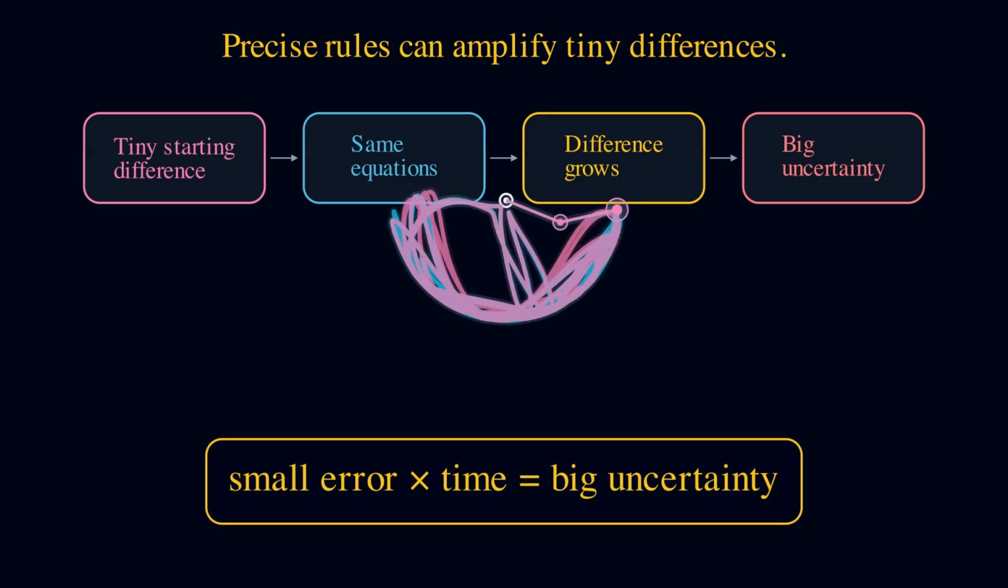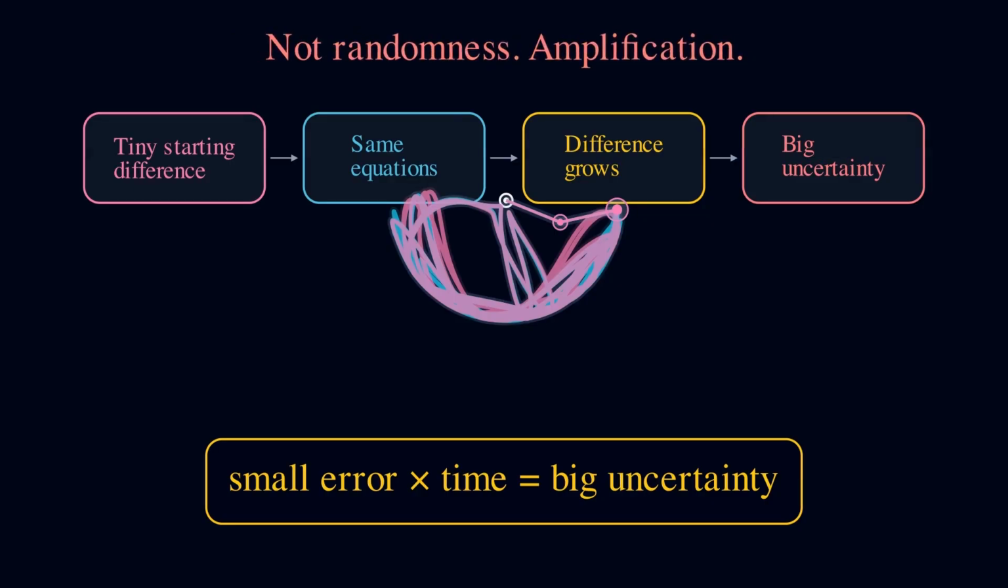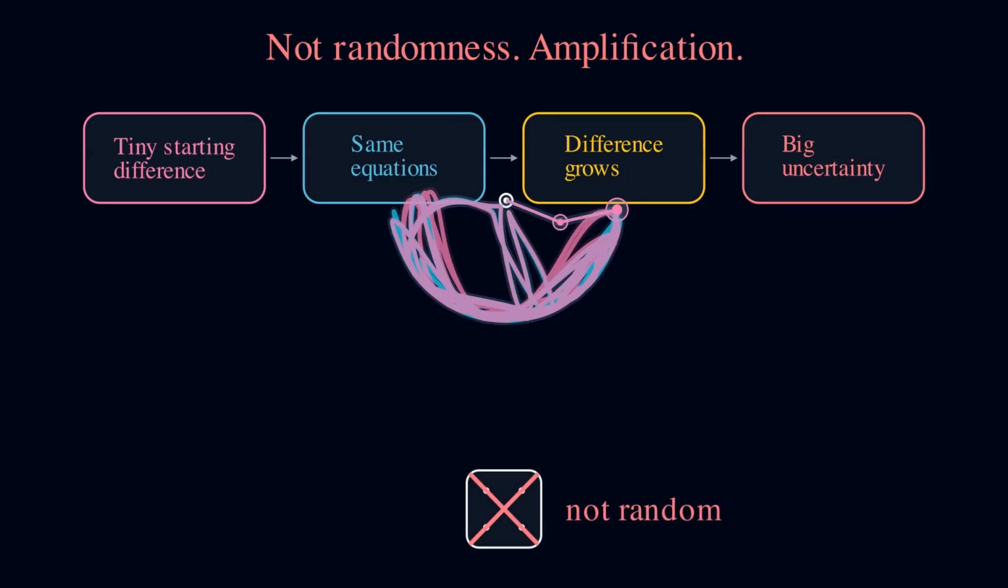Chaos is not the absence of rules. It is the sensitivity to them. And that right there is the math behind the butterfly effect.